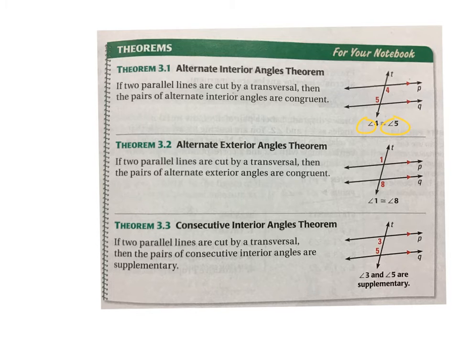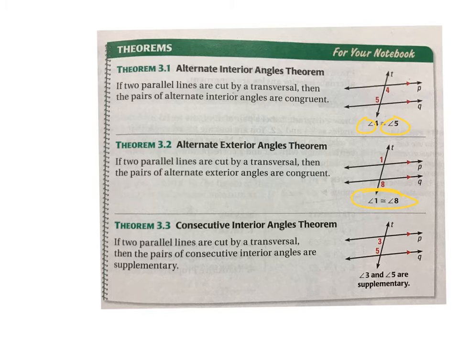Good. Here's another one, alternate exterior angles. So again, alternate's talking about the transversal. They're on the opposite sides of the transversal. And exterior means they're both on the outside of the parallel lines. And again, they are congruent, so they equal each other.